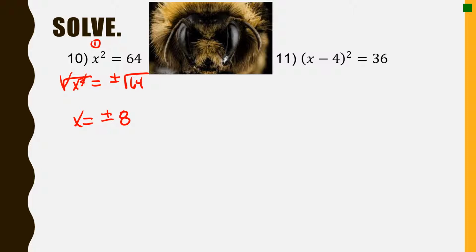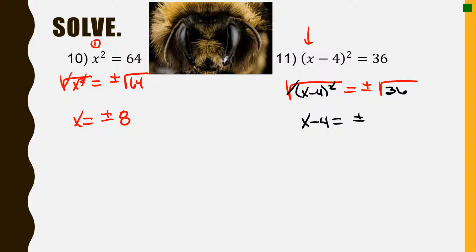On number 11, I also only see one x term. The squared thing is all alone, so I'm going to set it up as square root equals plus or minus square root. This is x minus 4 squared, and this is 36. I just rewrite the problem with those square roots. The square and the square root cancel, leaves you with x minus 4 plus or minus. Is there a square root of 36? There is. It is 6. Now, when I add 4 to both sides, remember, I have x equals, I sneak the 4 in front and then the plus or minus 6.